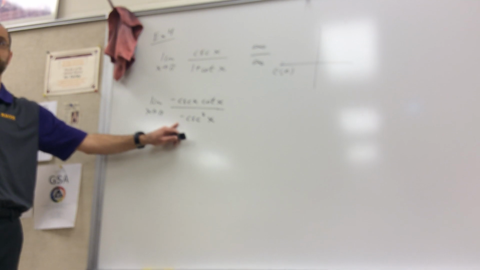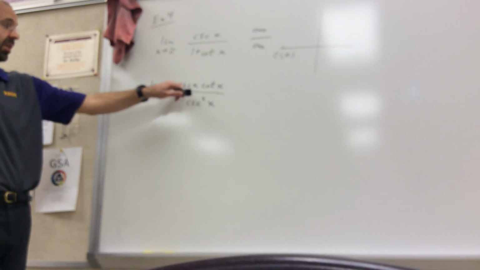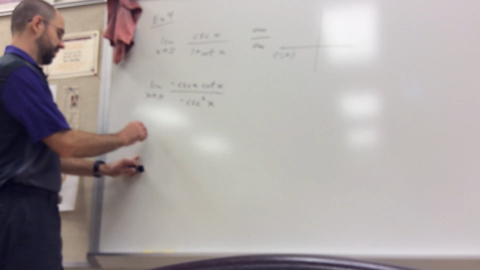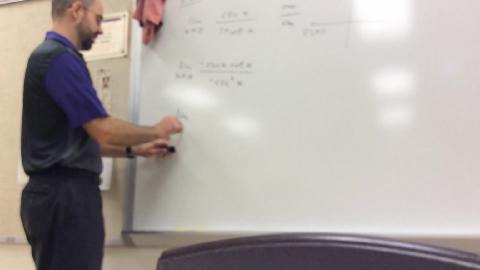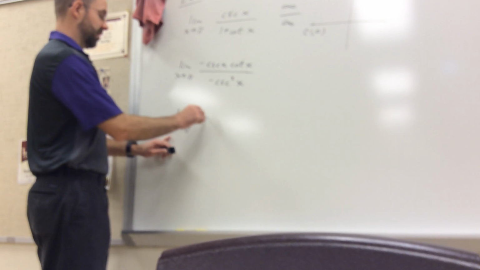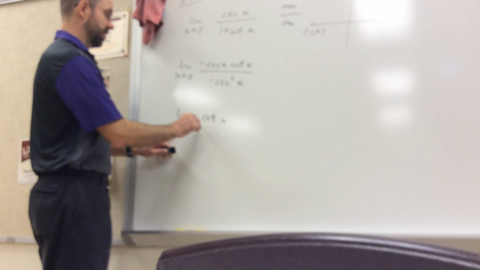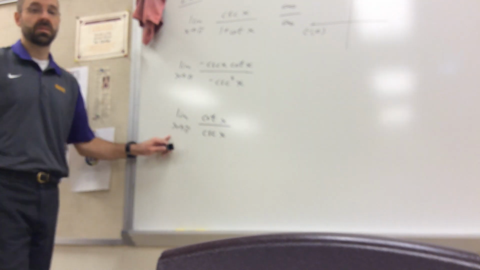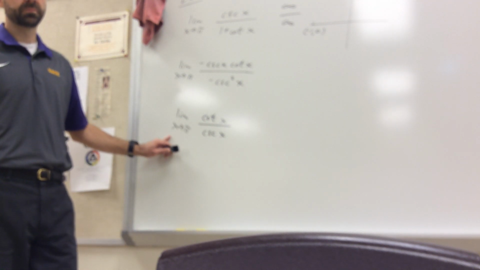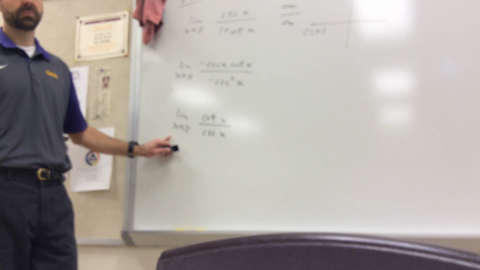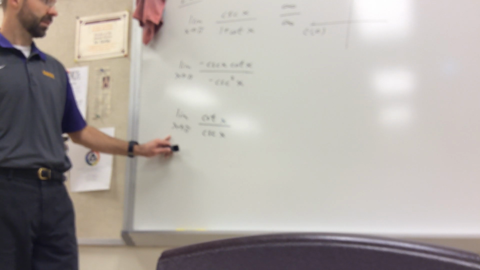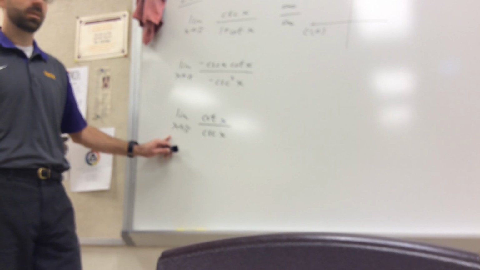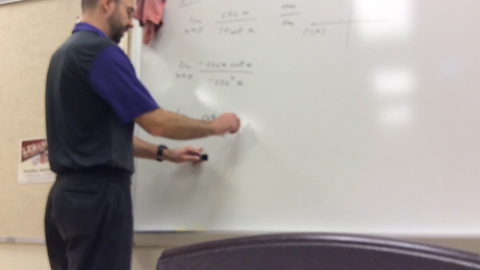Everybody okay? Okay, so that's nice, because then one of these cosecants is going to cancel with one of these cosecants. So I've got cotangent over cosecant. And then I'm going to try to simplify that.